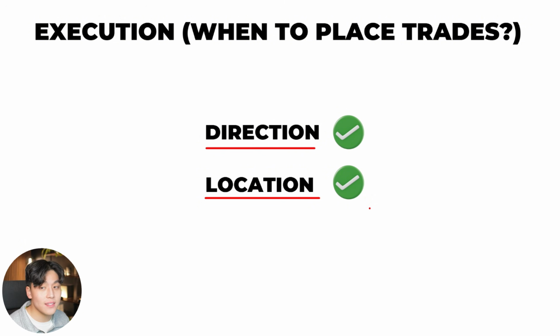Why is this the case? The reason being is because if you don't have context in the markets, it's going to be very difficult for you to become consistent. You need context, you need logic. So that's why the direction and location is important, because you can't just execute on the lower time frames without that higher time frame direction.